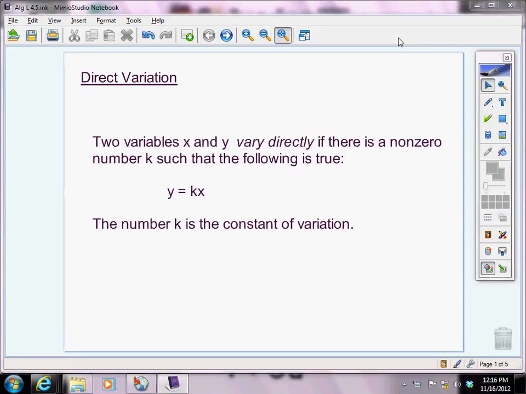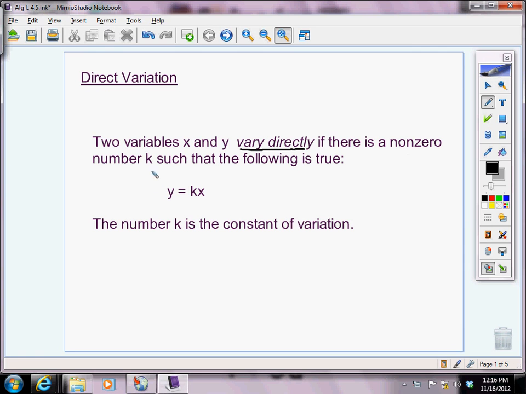In this lesson, we are going to talk about direct variation. When you think of the words direct variation, we're varying directly with something. That's what it says right here. Two variables, x and y, vary directly if there's a non-zero number k, that's our constant, such that the following is true: y equals k times x. And k is the constant of variation.